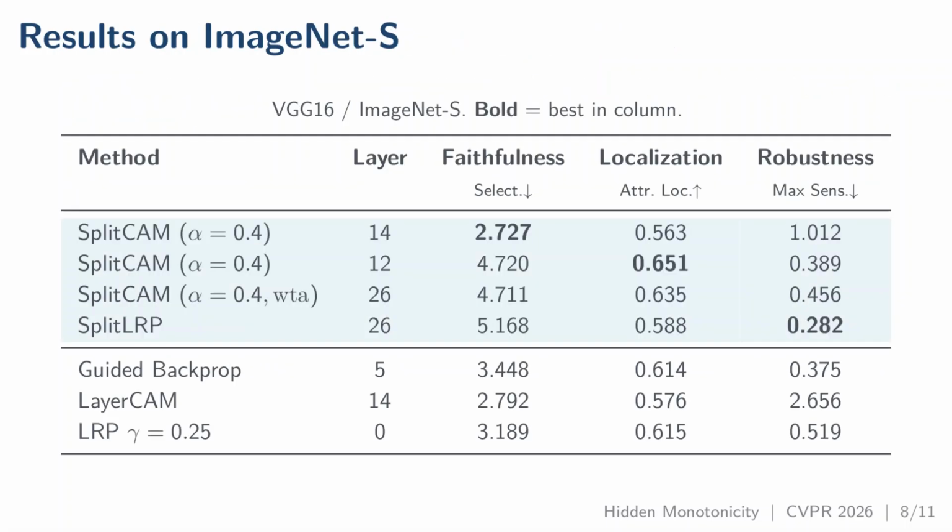So how do our novel attribution methods compare to all our baselines? On VGG16 and ImageNet-S, the split methods take every Quantus category. Faithfulness, which in this table is represented by selectivity, localization, represented by attribution localization, and robustness, represented by maximum sensitivity.